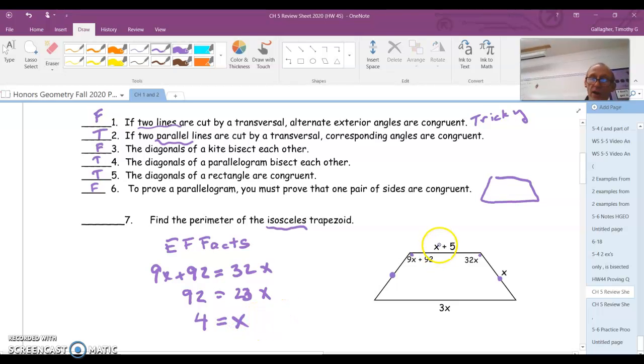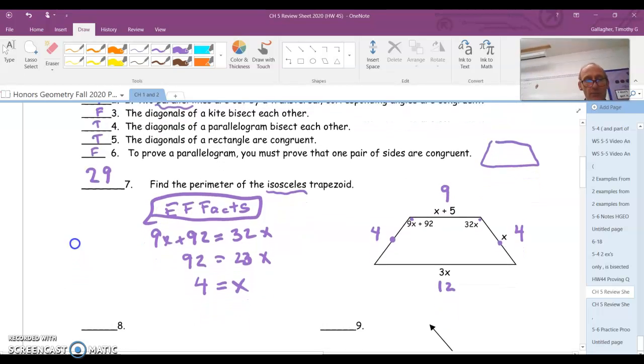And now I substitute it in. For this base I get 9. For this leg I get 4. For this base I get 12. And since these two legs are congruent, I get 4. So now I add them up, and I get 29. 9 plus 4 is 13, plus 12 is 25... 9 plus 4 is 17, plus 12 is 29. Okay, again, it's the equation from the facts that is very helpful in this problem.